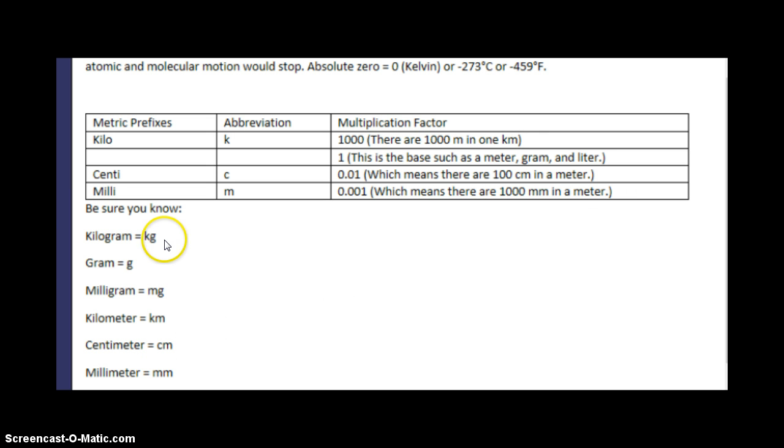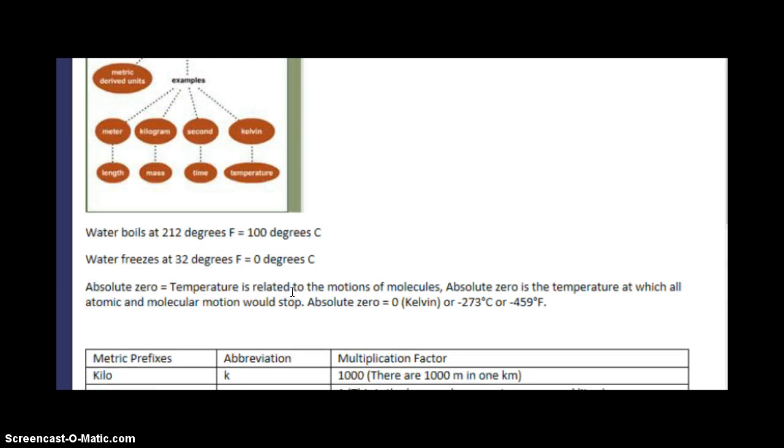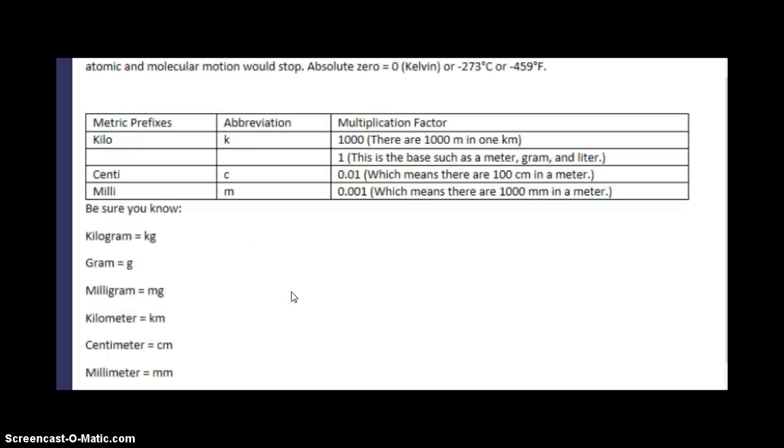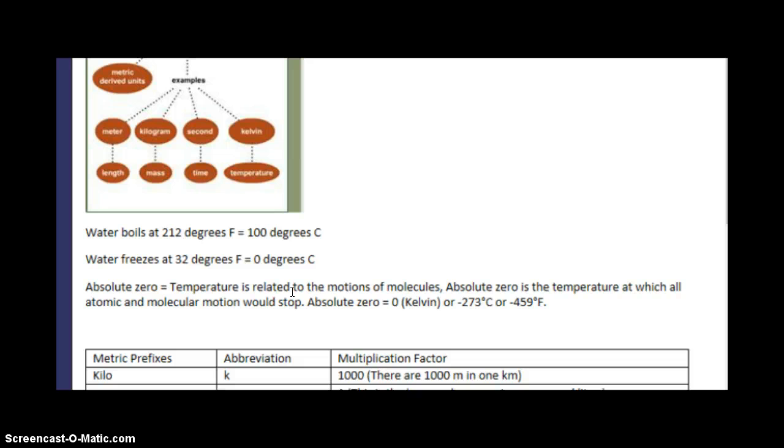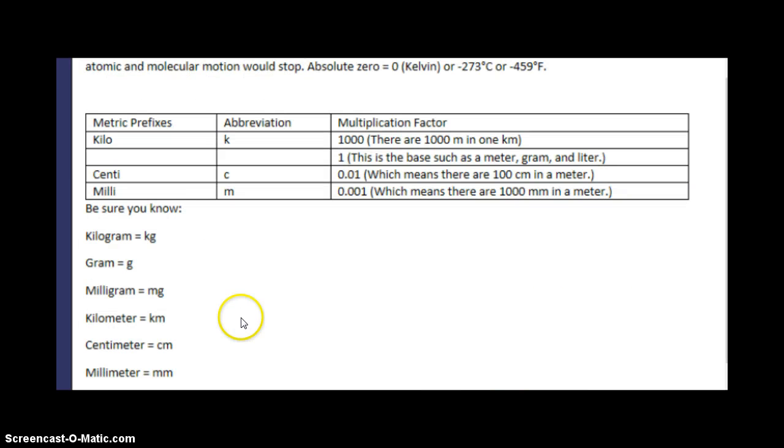Be sure you know kilogram equals kg, gram equals g, milligram equals mg, kilometer equals km, centimeter equals cm, millimeter equals mm. So those are the main ones that we're going to use. And I should have added milliliters. So mL is milliliters and L is liters. We do use those a lot as well. Again, everything on this slide, I expect that you know all year. Okay, so write it down, practice it.